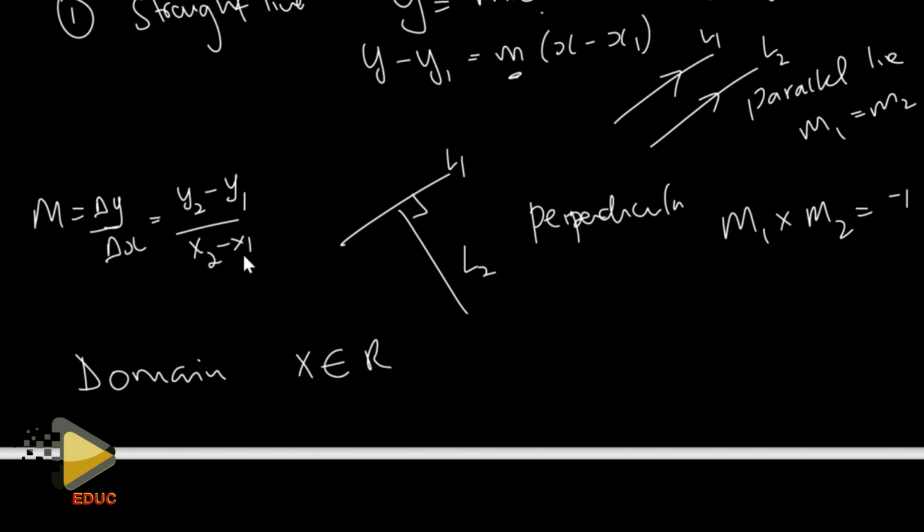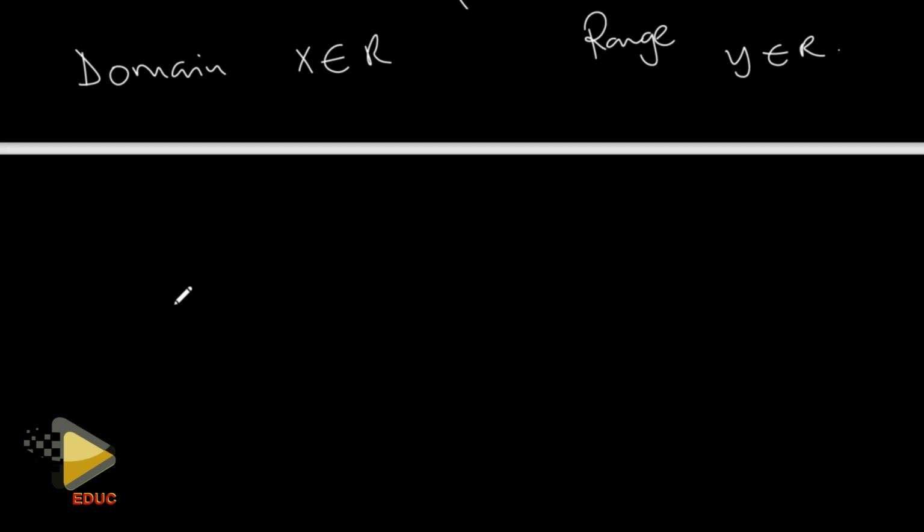X is an element of real numbers. If we ask for the range, these are the y values. Y will also be an element of real numbers. Let's look at the next graph, which will be the parabola.